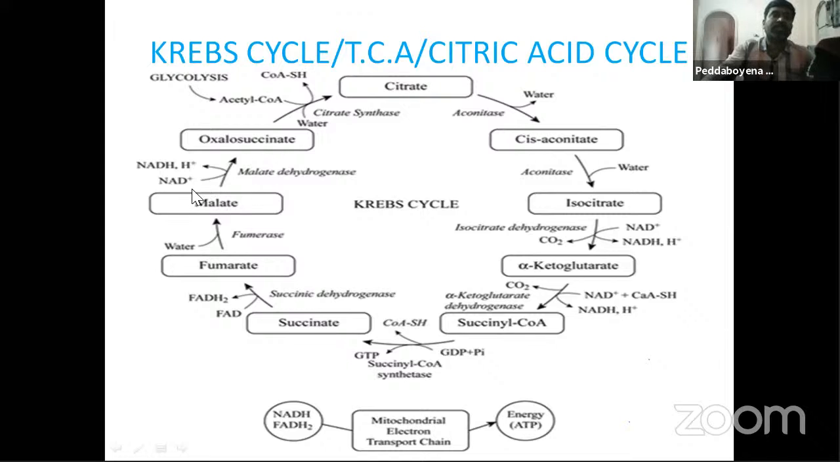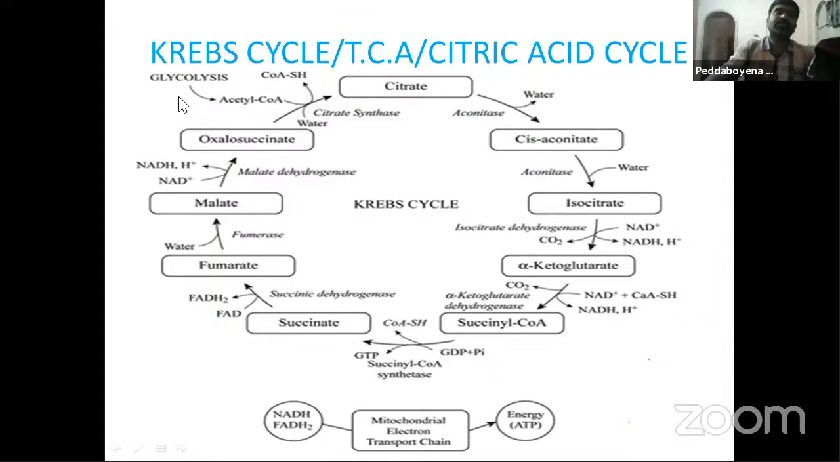Here the malate undergoes an oxidation process with NAD plus and NADH plus H plus. This is catalyzed by malate dehydrogenase. Here oxaloacetic acid is also formed. Both are four-carbon compounds, so the cycle continues.